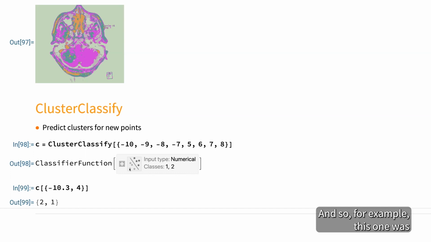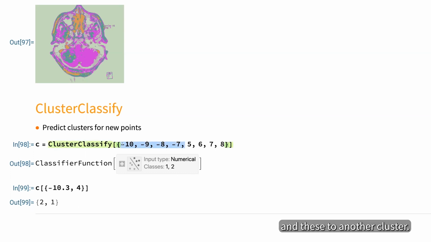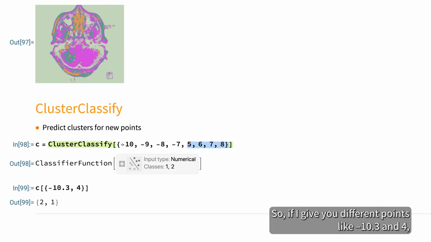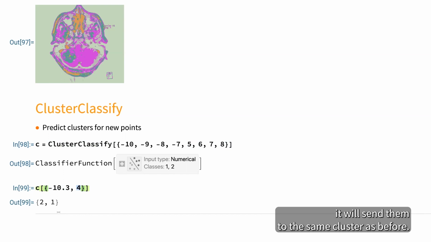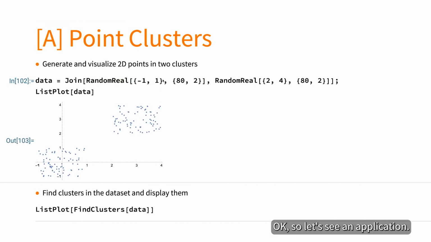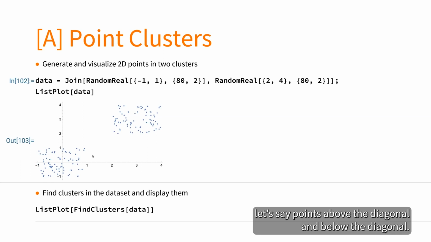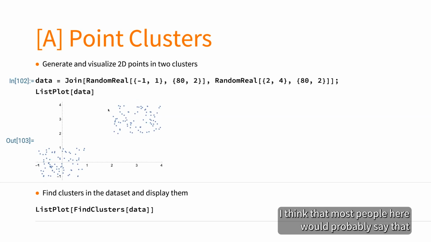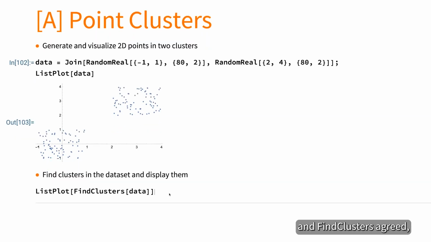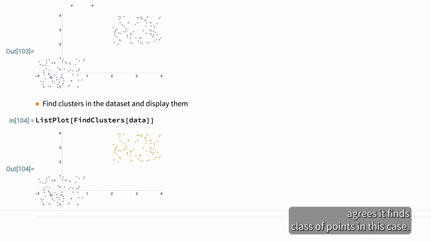And so, for example, this one was sending these two to one cluster and these to another cluster. So if I give you different points like minus 10.3 and 4, it will send them to the same cluster as before. Okay, so let's see immediately an application. In this case, it's going to be very difficult to divide these into clusters, unless somebody wants to do the fancy thing and draw a diagonal line, and say points above the diagonal and below the diagonal. I think most people here would probably say that this is a cluster and this is another cluster, and find clusters agrees. It finds clusters of points in this case.